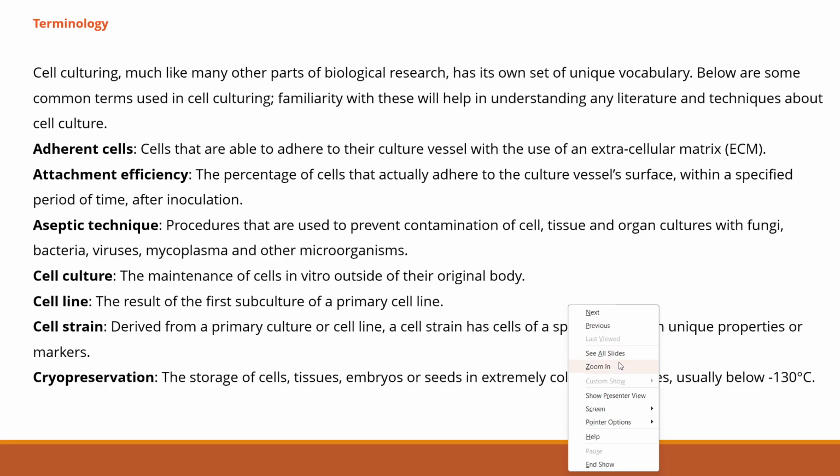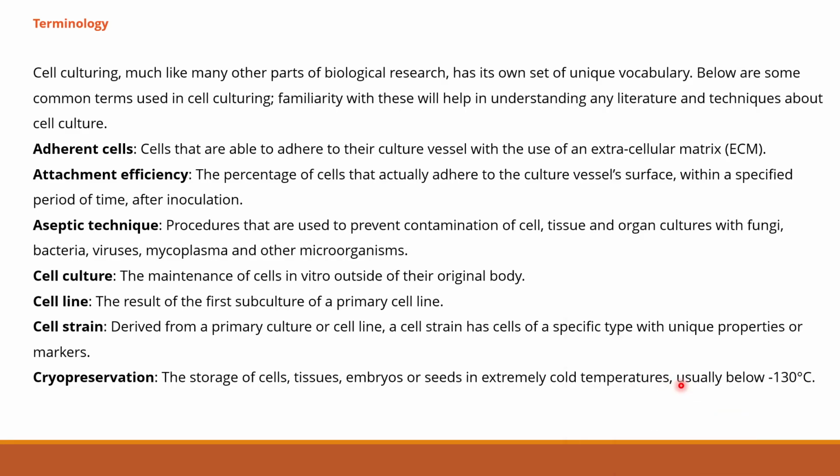Cryopreservation. Sorry, cell strain, right? A cell strain is a primary cell culture or cell line that has a specific type of unique properties or markers specific to a particular cell. Like if you want a cell from the colon, you have colon cell lines, which have characteristics of colon cells only. You cannot make some other cell with this. Then you have cells for kidneys. You have podocytes, which are kidney cells, completely differentiated cells. So these are called cell strains.